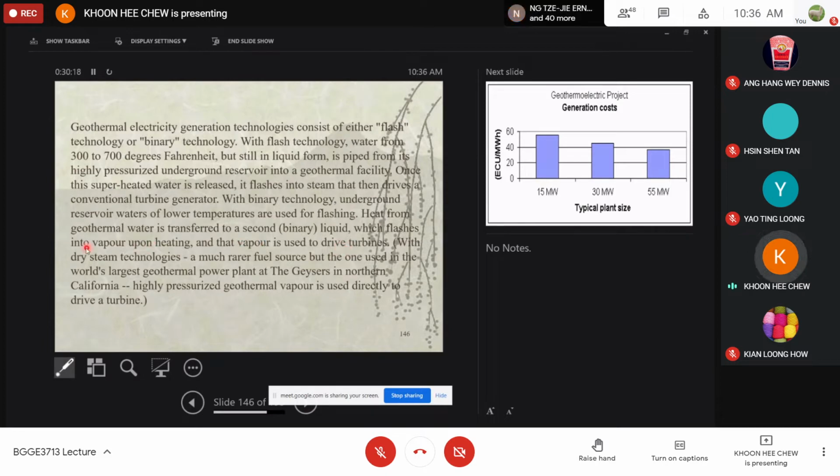With dry steam technology, a much rarer fuel source, but the one used in the world's largest geothermal power plant in northern California, The Geysers, highly pressurized geothermal vapor is used directly. So it harnesses the energy from under the ground.